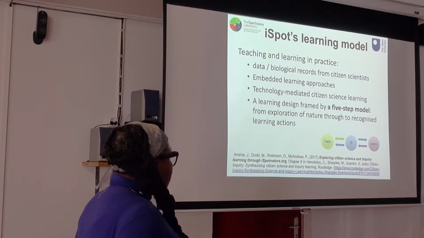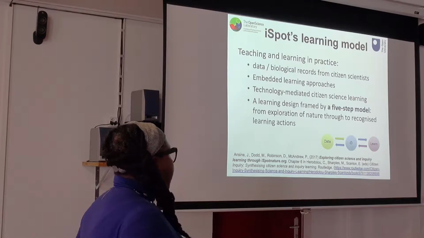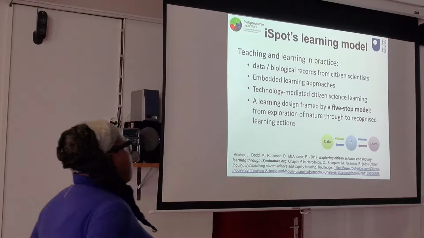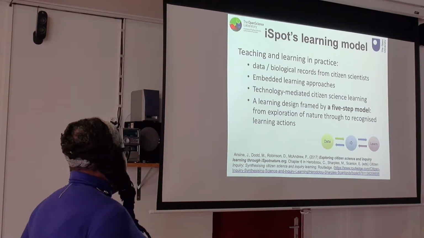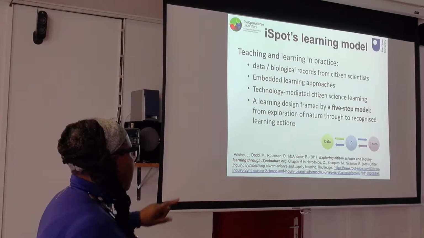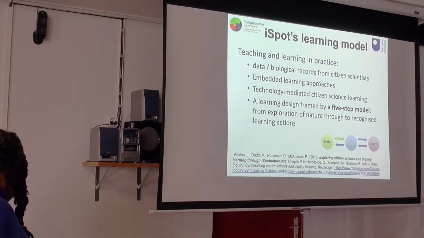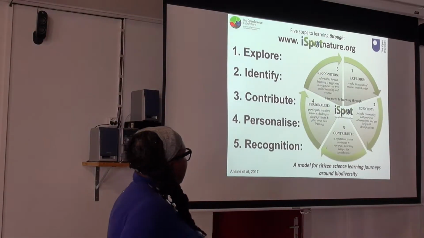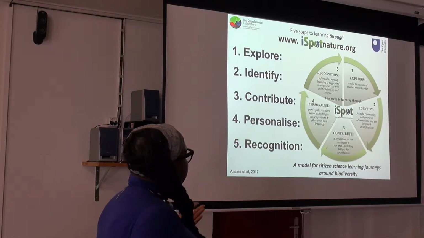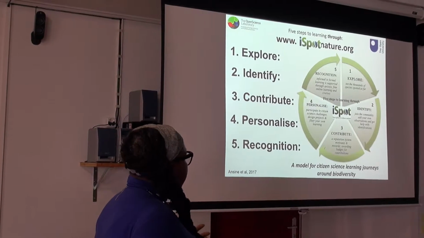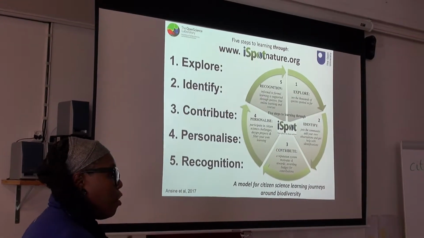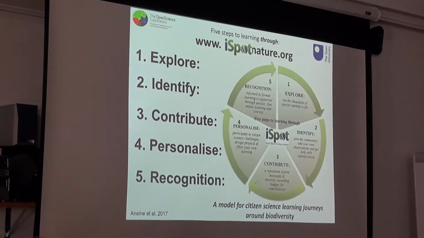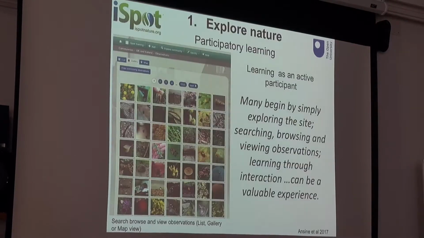today. So, what we've created, based on our experience, is a learning design which is framed by a 5-step model. So it goes from exploring nature through to more recognized learning actions. And I can give you the link to this book chapter if you're interested afterwards. So, the model. It starts with exploring, identification, contributing, personalization, so making it your own, and recognition, which feeds into the more recognized learning opportunities. I'm going to go through each step quite quickly.